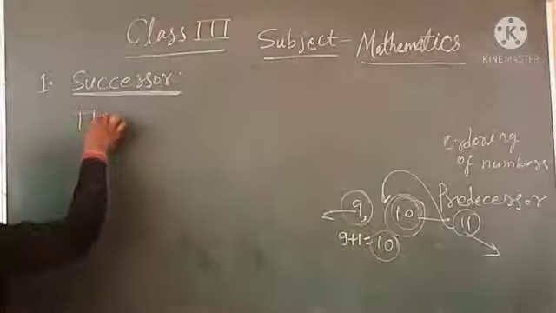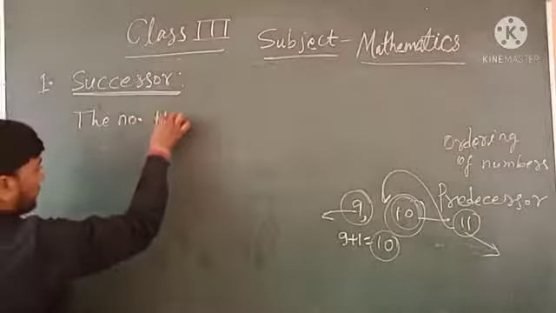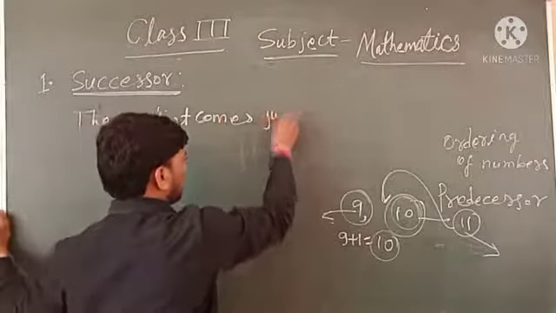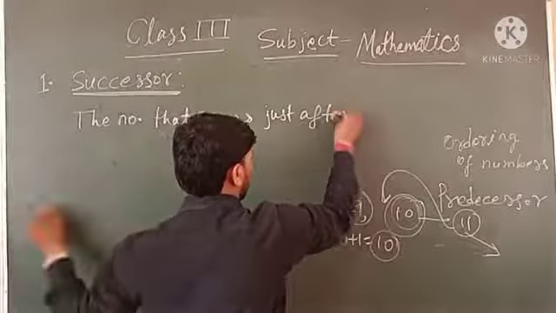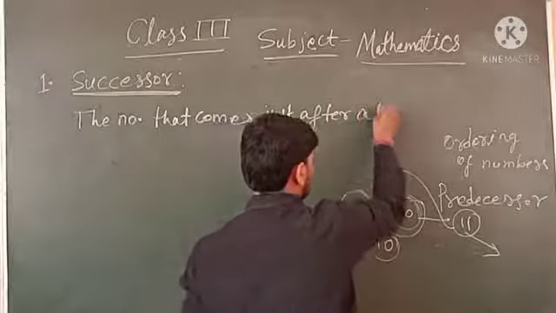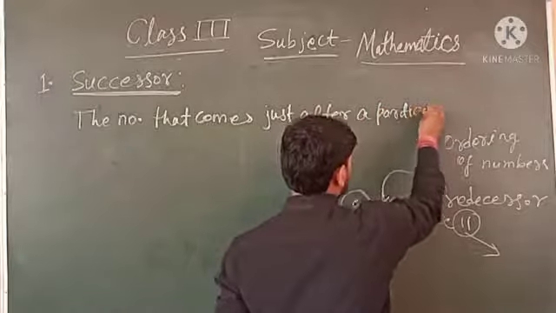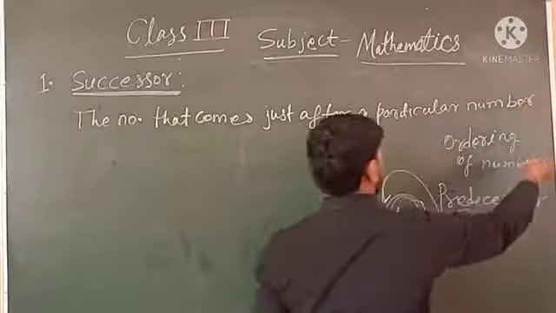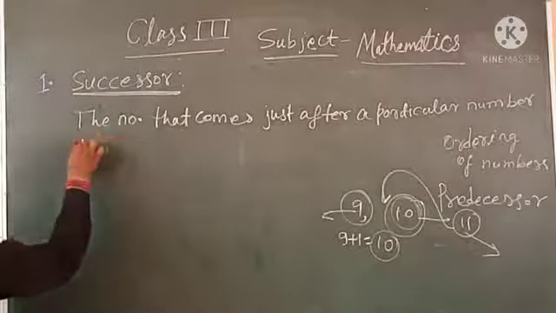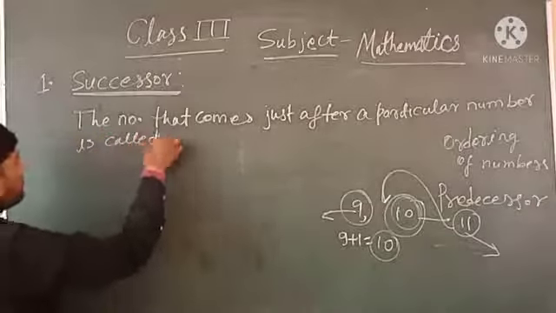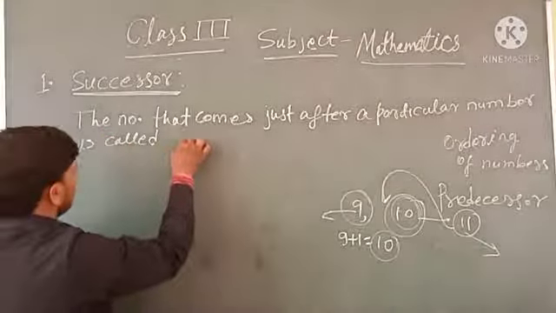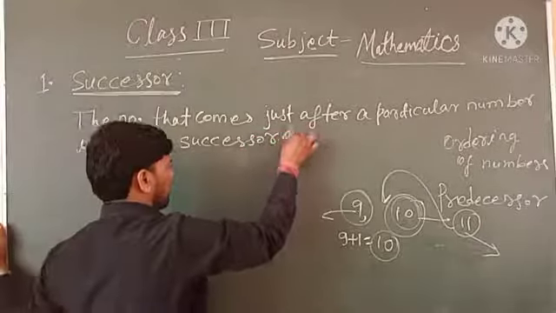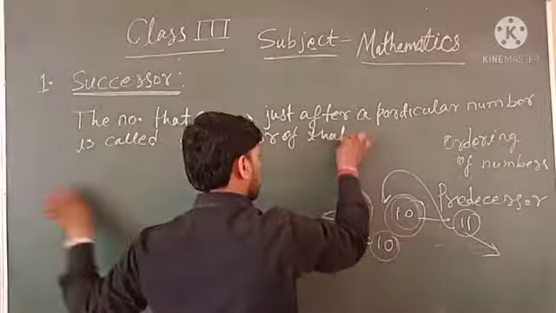The number that comes just after a particular number is called successor of that number.